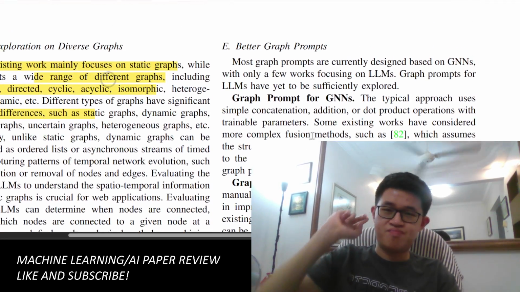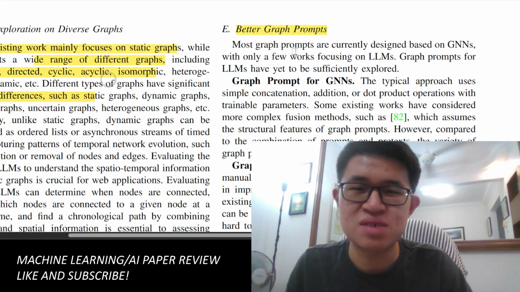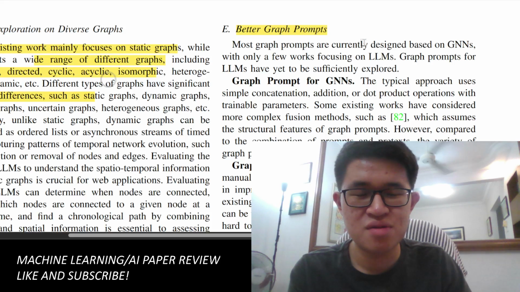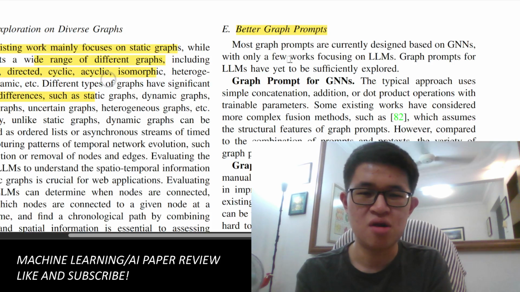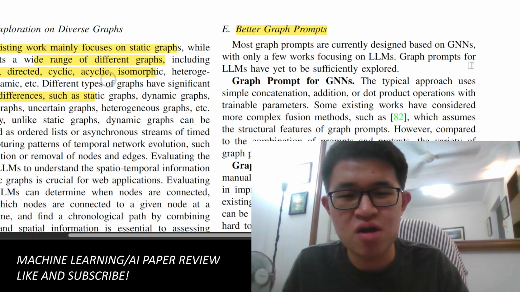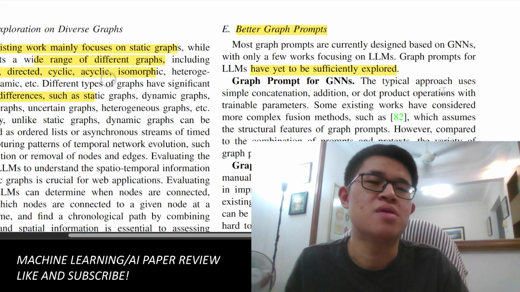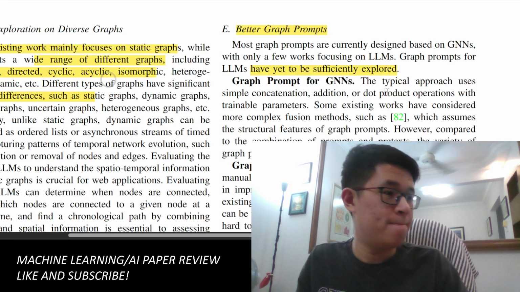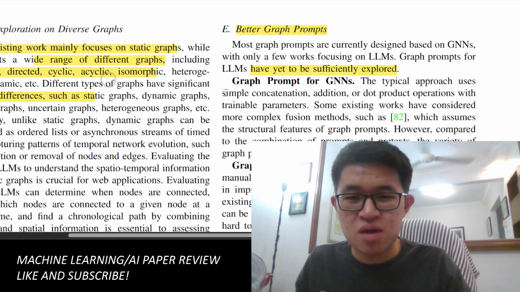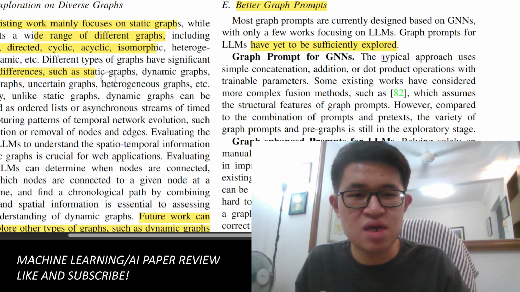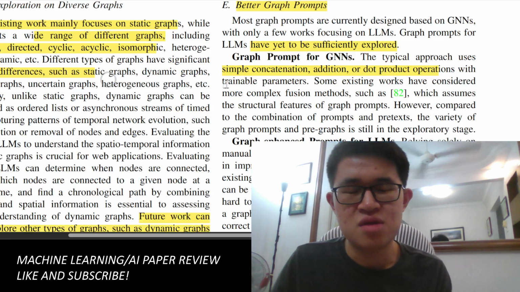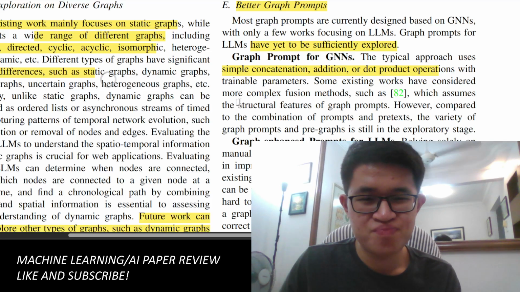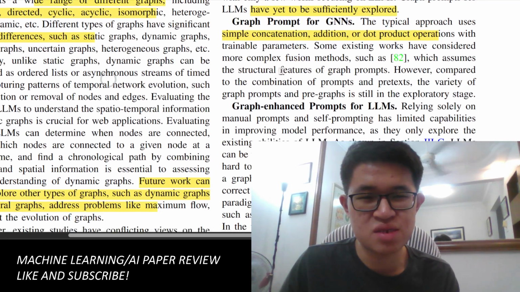Okay, and next, better graph prompts. Most graph prompts are currently designed based on graph neural networks, with only a few specific works focusing on LLMs. Graph prompts for LLMs have not yet been sufficiently explored. This is true. Graph prompts for GNNs: the typical approach uses simple concatenation, addition, or dot product attention operations to fuse that information together. So that is something that we can explore a bit more.